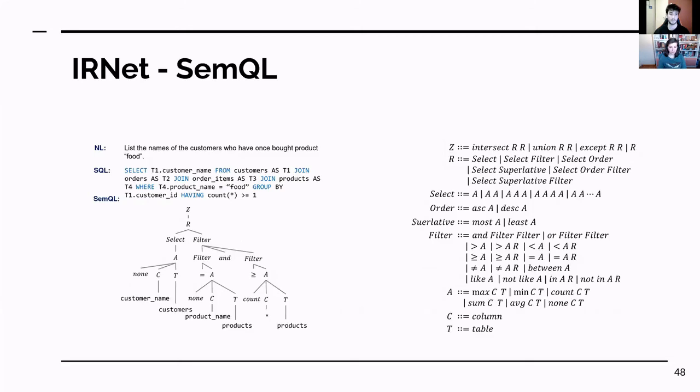So this is an example of a query in SQL generated as an abstract syntax tree, which then can be deterministically translated into SQL.